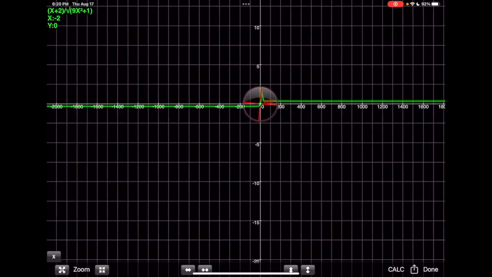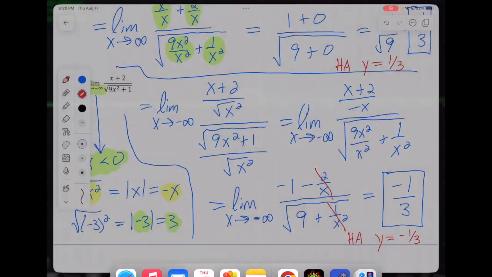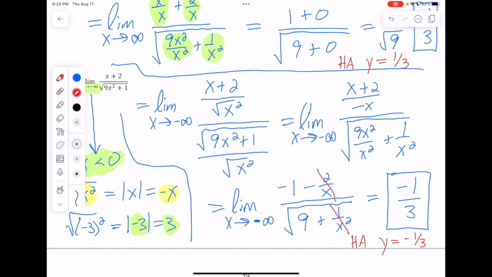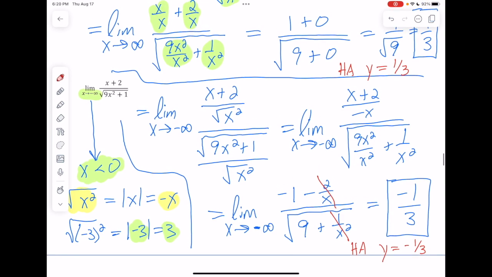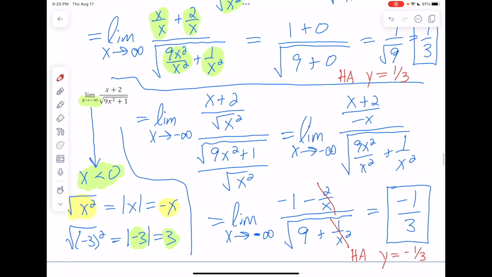So this weird thing with the square root that I showed you, where sometimes the square root of x squared is negative x, if we didn't do that, we would have got the wrong answer on the left. And we can see from the graph that the asymptote on the left really does need to be negative. So that all hinges on this idea that the square root of x squared is not always x, it's the absolute value of x. And in the case where x is negative, that means the square root of x squared is negative x. So you have to remember that when these come up. Otherwise, you'll get the wrong limit and therefore also the wrong asymptote.